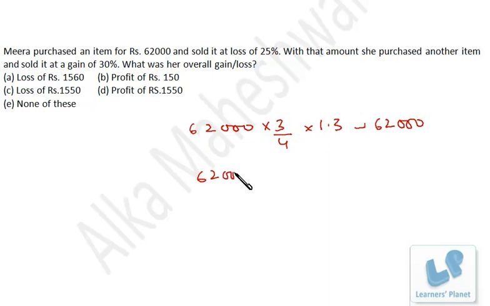So 62,000 we can take as common. So it's 3 by 4 into 1.3 minus 1. That is 3.9, 1.3 into 3 is 3.9, minus 4. That is 0.1 by 4. So this is 3.9 minus 4, so the answer will be negative. So it's 6200 by 4, so it's 1550, right? And that too in negative. So that means she is making a loss overall, that is of 1550 rupees.